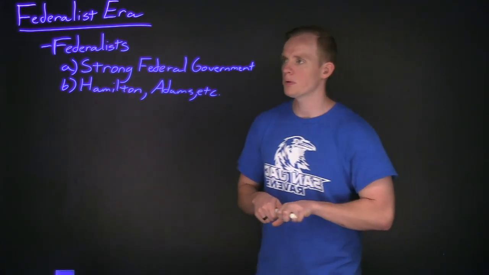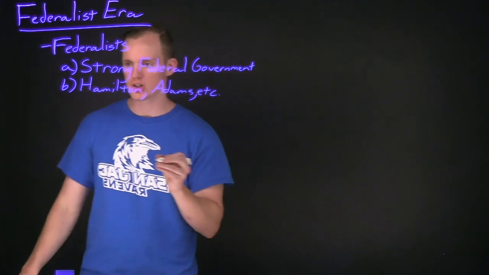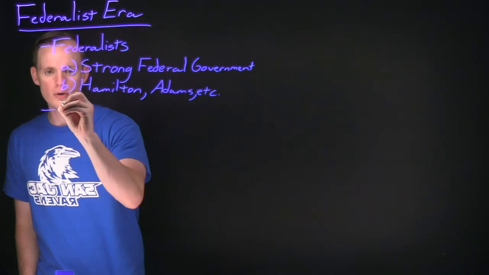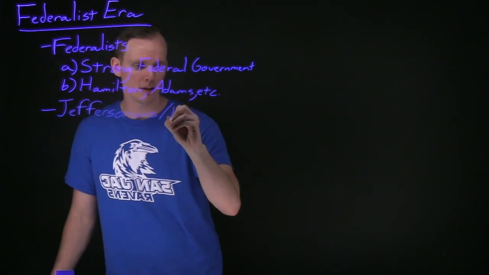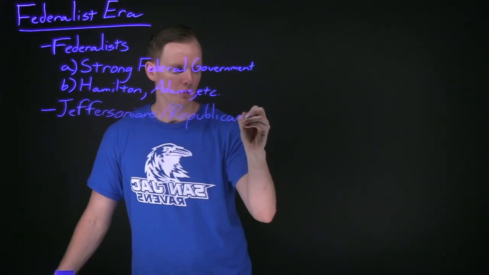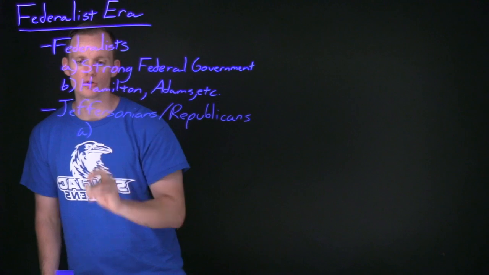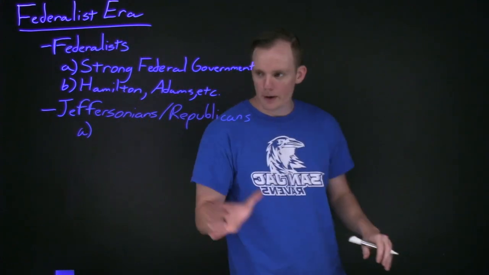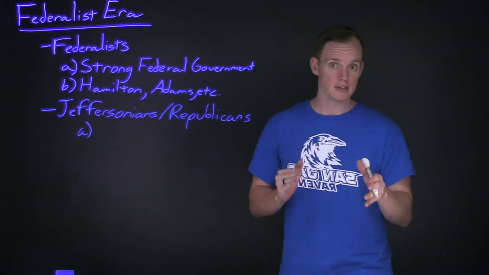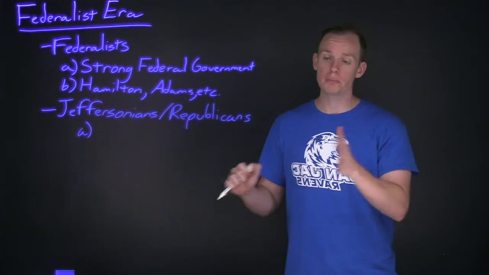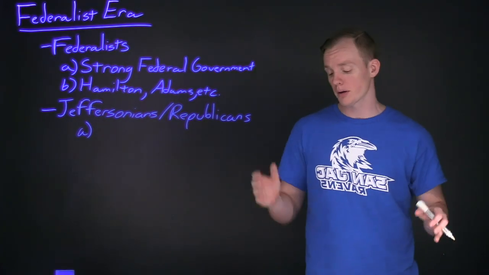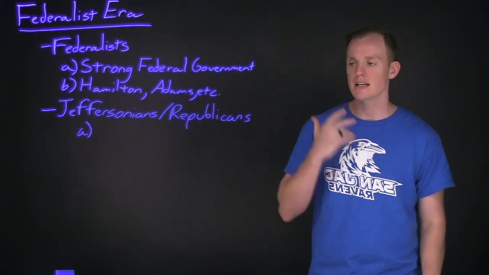Now, the other major political faction that we see emerge during this period is a group known as the Jeffersonians, or known in their time simply as the Republicans. Now, before I start diving deeper into this group, I want to make it clear: I will refer to them as the Republicans. However, this is not the modern Republican Party. This is a precursor to the modern Republican Party. The modern Republican Party won't be founded until the 1850s.